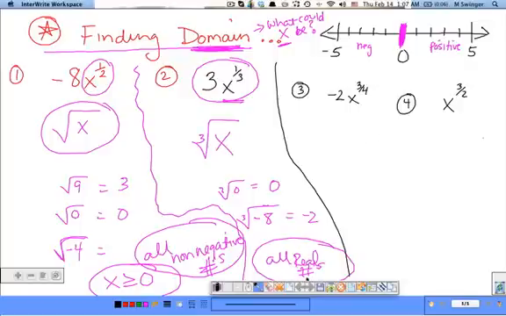X could be everything, all real numbers. X could be greater than or equal to 0. Okay? X couldn't be less than 0. So, here we go. All real numbers for number 2. Number 3, look at this one. A little different. X to the 3/4 power. I just need to look at this right here.